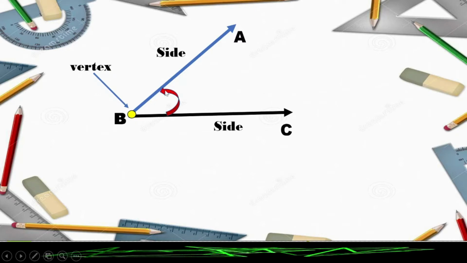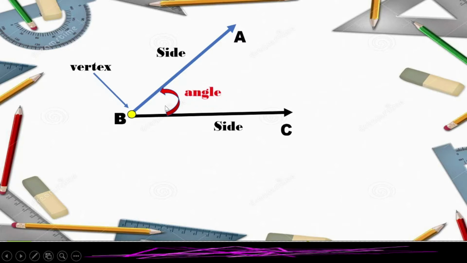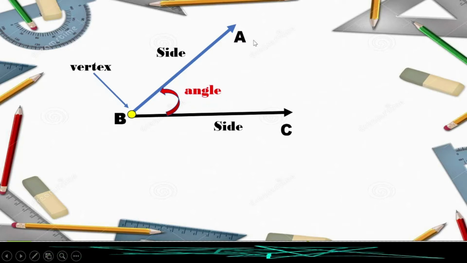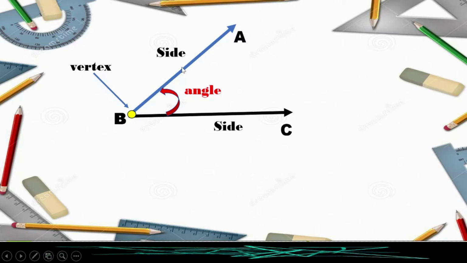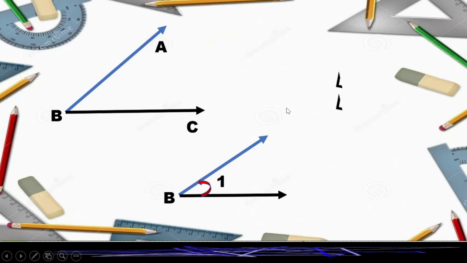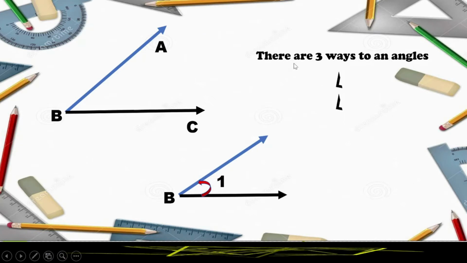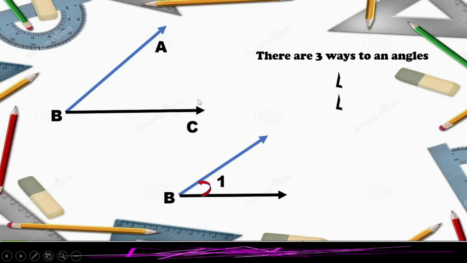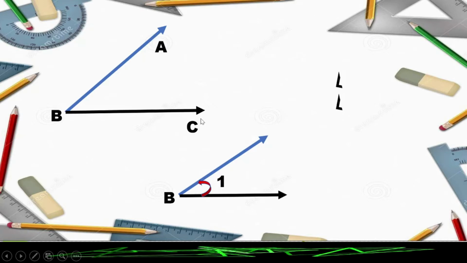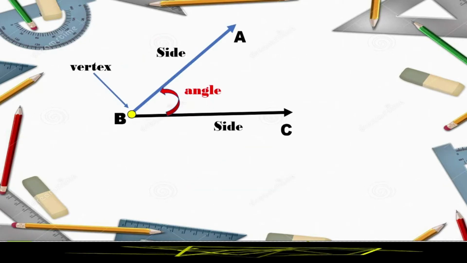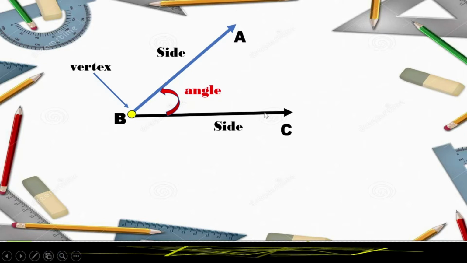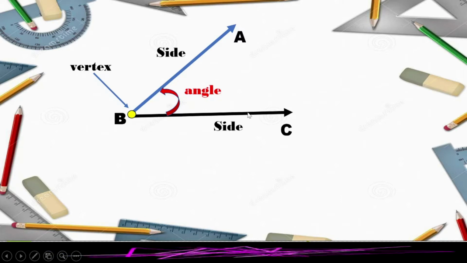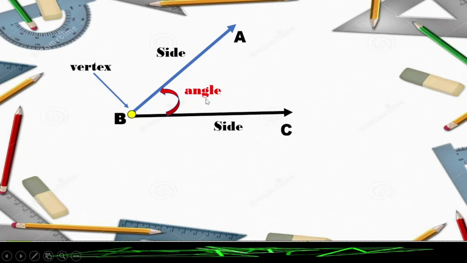And we have here this one that is an angle. We can give a name to this angle. There are three ways. Okay, so we have an angle ABC. These are the sides. This is the vertex, and this is the angle.